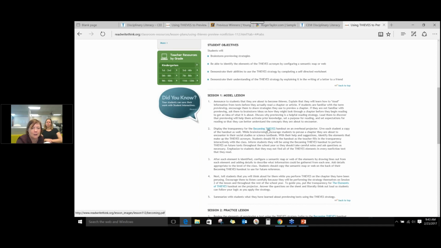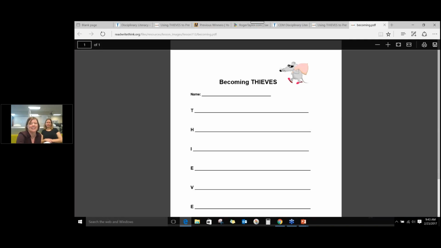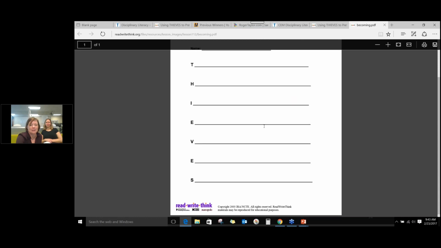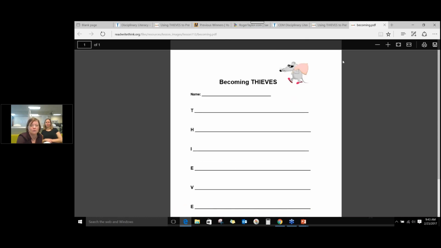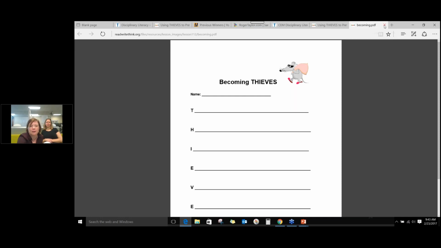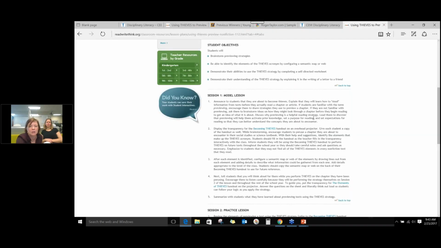And they display the transparency. I have no idea if y'all still use transparencies, but just in case you don't, you can use it as a handout, obviously. And so it's just a graphic organizer for you to use. So students are supposed to find initially the title. They're going to look for headings. They're going to look for information that's in the chapter, and it will guide you through how to give that lesson. So each element is supposed to be identified, and it tells you that there's an acronym above, excuse me.